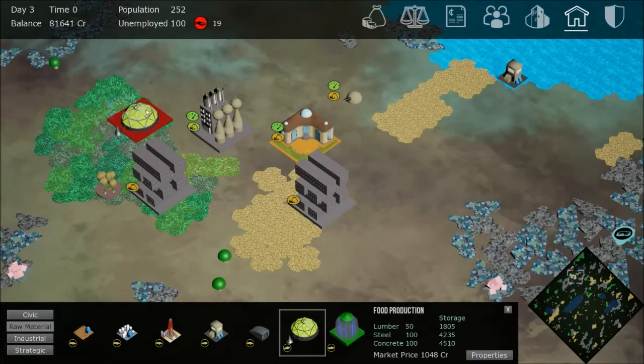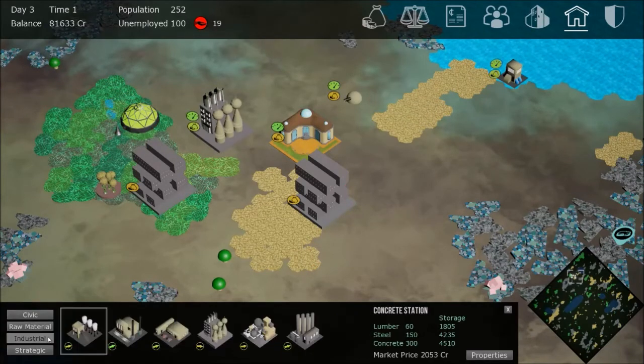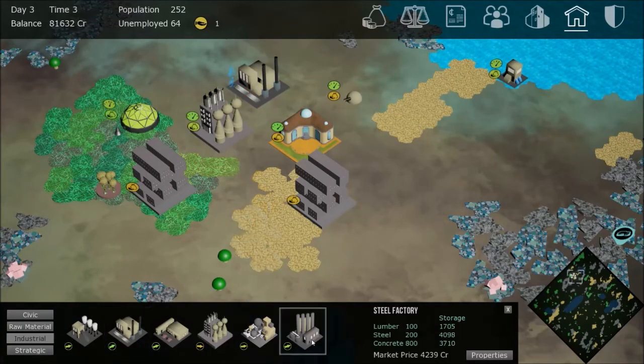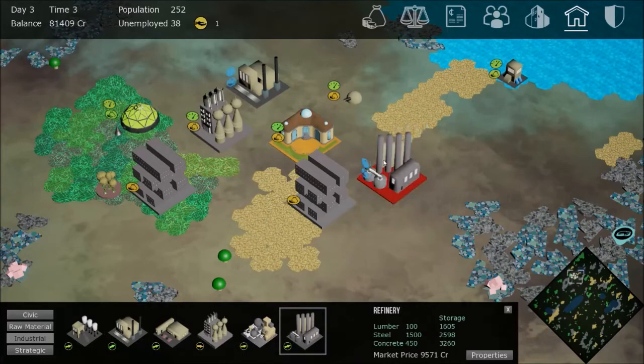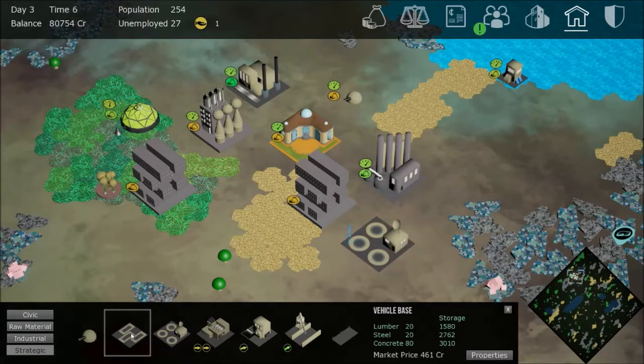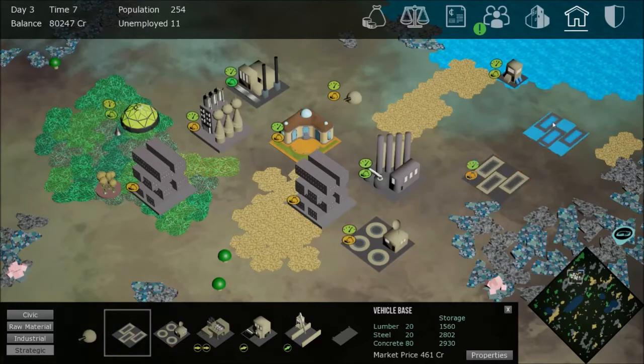Steel factory and refinery seem to be profitable facilities. We build them to create industrial production and workplaces. We build a missile base just for defense and mobilize the missiles. Then we build a vehicle base so that we can mobilize the explorers we bought and start exploring the planet.